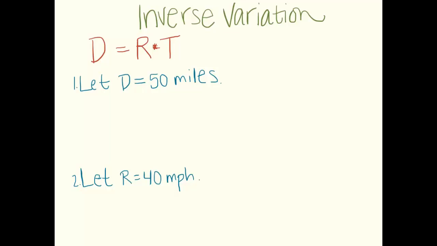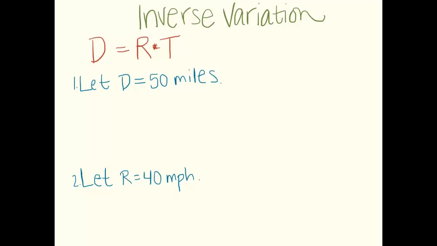You've probably, hopefully, seen this relationship before. D equals R times T. That's distance equals rate times time. So if you know the rate at which you're driving and for how long you're driving, you know the distance that you've driven in that time. So that's the relationship between distance, rate, and time. Let's look at two scenarios.